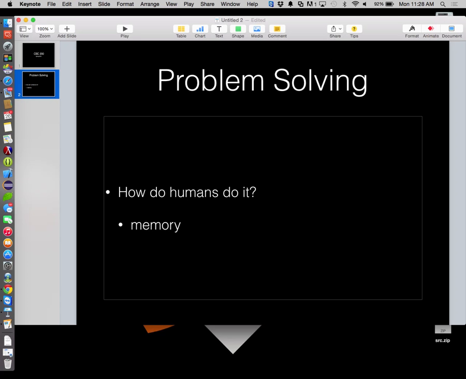How do we use our memory? What tool is that for us? How do we access it? What do we put in there? How do we retrieve stuff? Give me some examples of things that we do on a daily basis that require our memory.